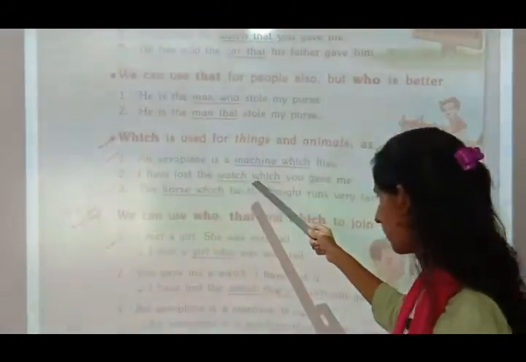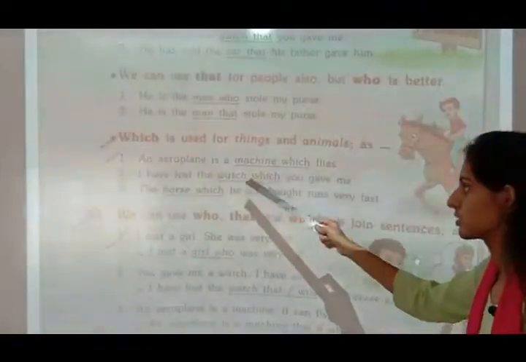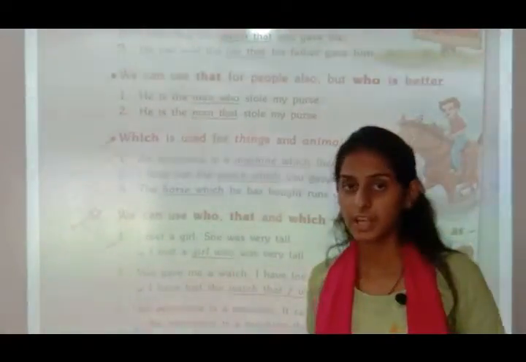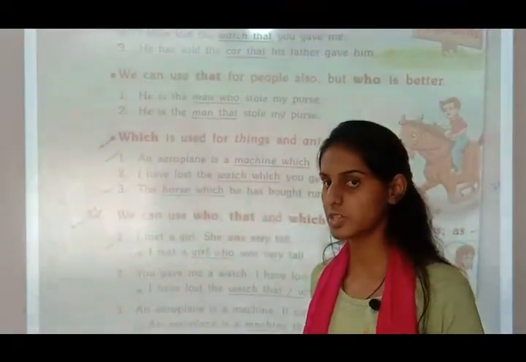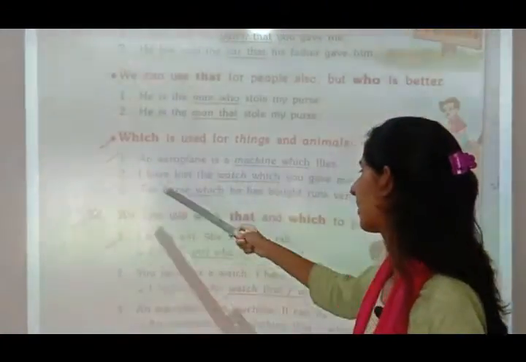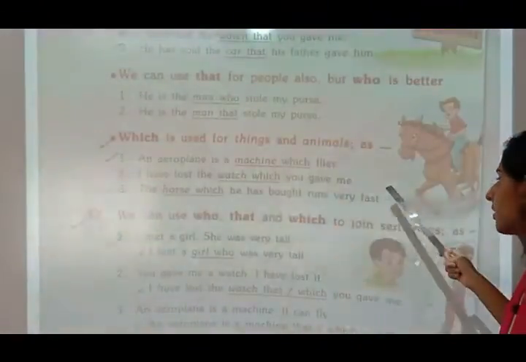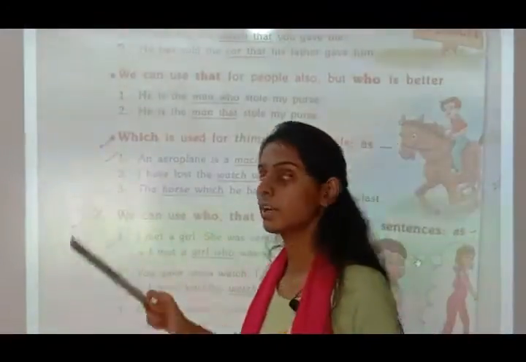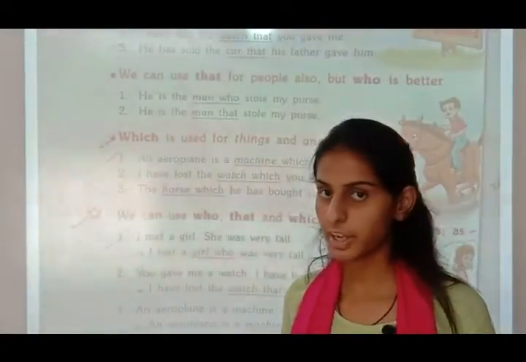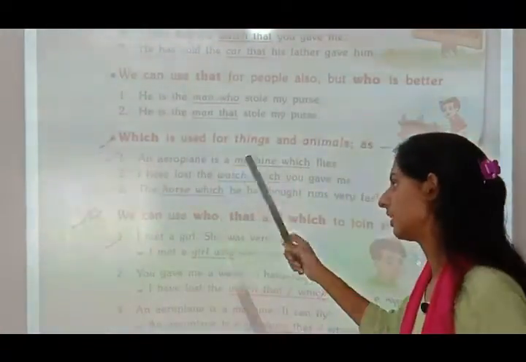I have lost the watch that you gave me. So here watch is written, which means we are talking about a thing. Watch is a thing. So we are using which. The horse which he has bought runs very fast. So here horse is an animal. So when we are talking about an animal, we are using which.